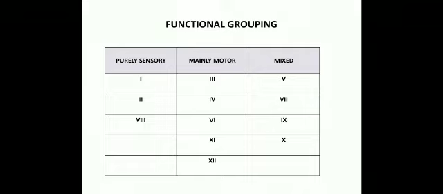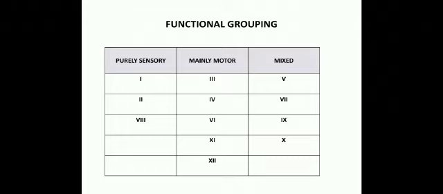So the cranial nerves can be grouped into three, that is they may be purely sensory or mainly motor, or they are having both sensory and motor components. The purely sensory group includes the cranial nerves 1, 2 and 8. Mainly motor, that is the major component is motor, includes the cranial nerves 3rd, 4th, 6th, 11th and 12th, and mixed, that is it includes both sensory and motor components, includes the cranial nerves 5, 7, 9 and 10.